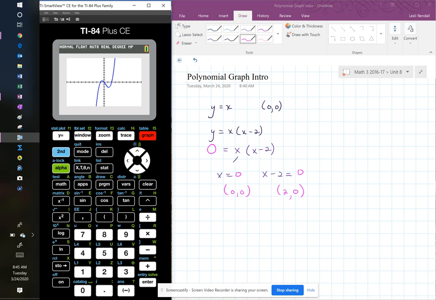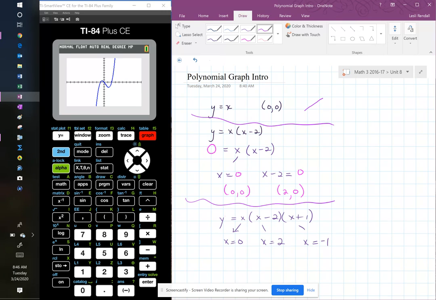So if we now look at our graph, we have an x-intercept at -1. We have our x-intercept at 0. And we have our x-intercept at 2. And notice that shape that we get. So I'm going to just go back and look. When we looked at our linear function, obviously we had a line. Let me try to differentiate these a little bit here. When we got our quadratic, we knew that we had a parabola.